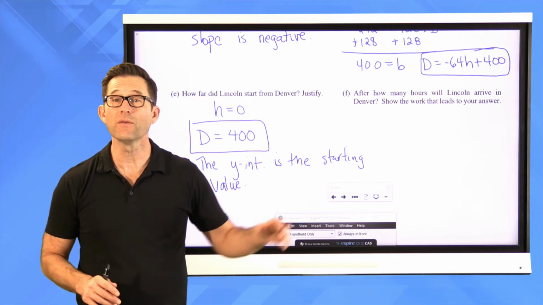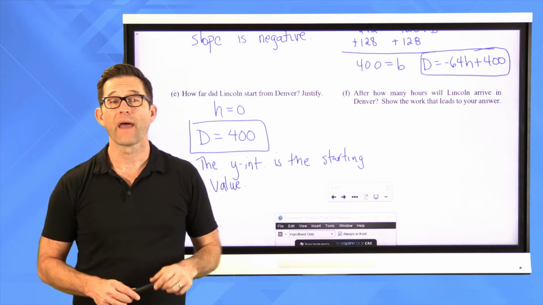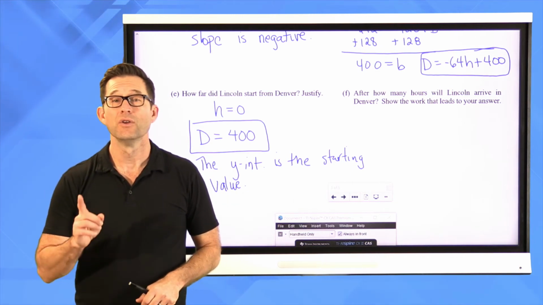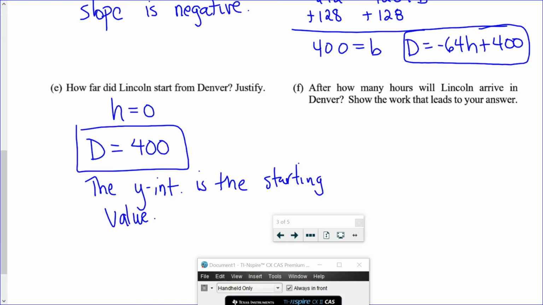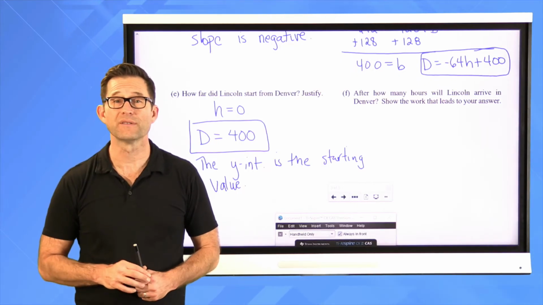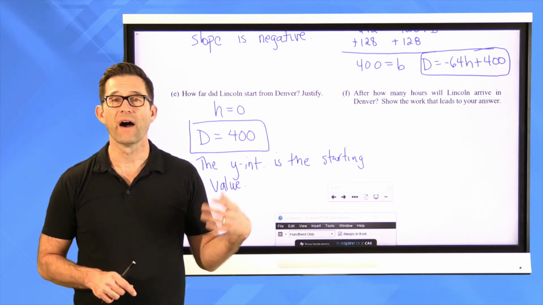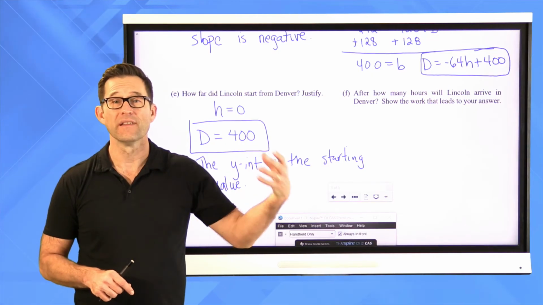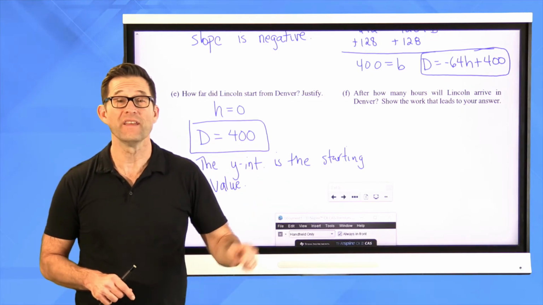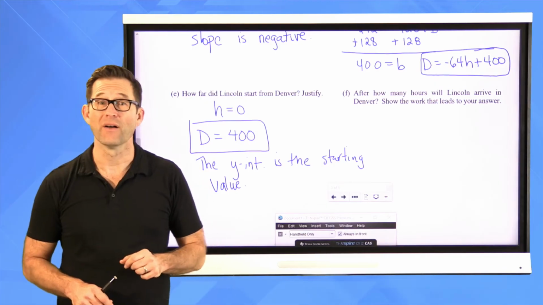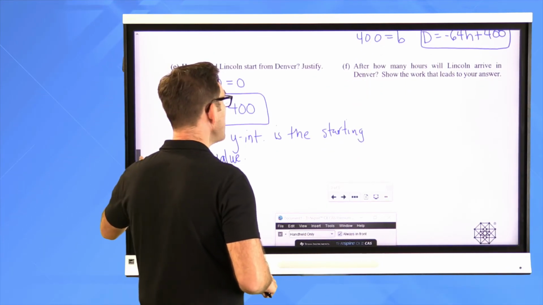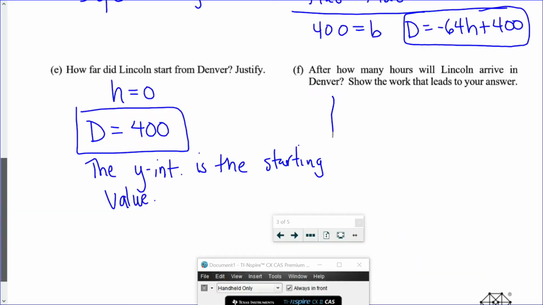So see if you can figure out how to use your model to figure out how many hours it will take Lincoln to reach Denver. Well, one of the cool things here is simply think to yourself, when Lincoln gets to Denver, what is the value of d? What is Lincoln's distance from Denver when he's in Denver? Well, that's 0 miles, right? So we're really now going to just try to solve the equation 0 equals negative 64h plus 400.